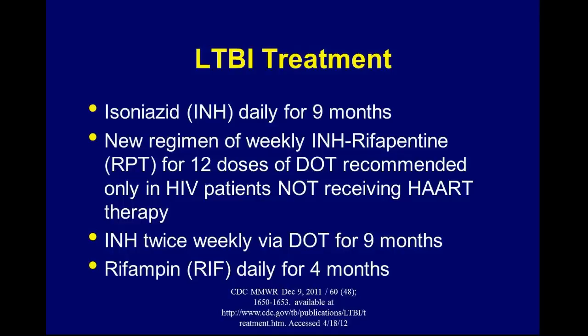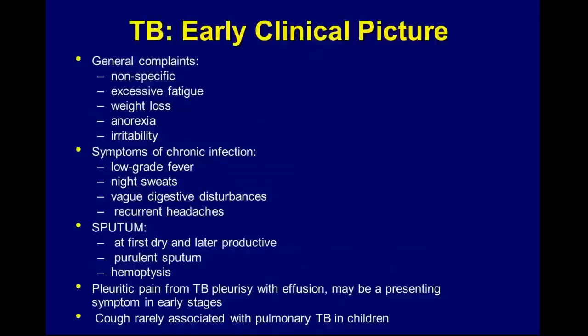Which one out of those two is most toxic on the liver? Isoniazid, right? It's not the rifampicin, it's the isoniazid. So what is the cardinal symptom of TB? That if you have that symptom, you know you have tuberculosis?